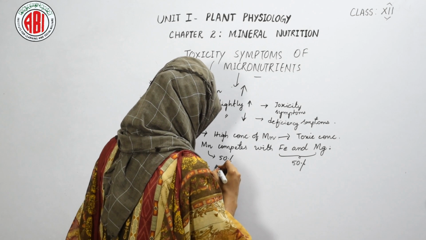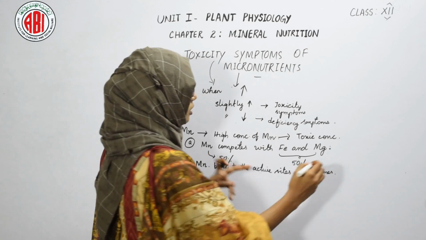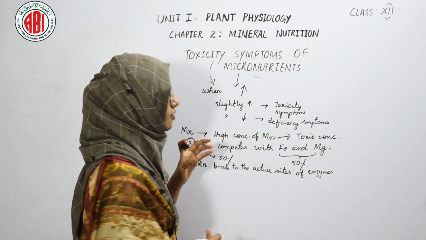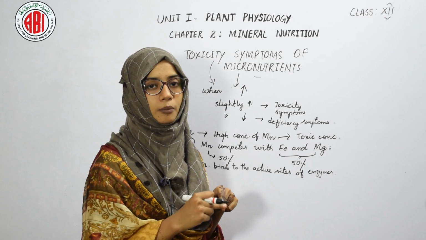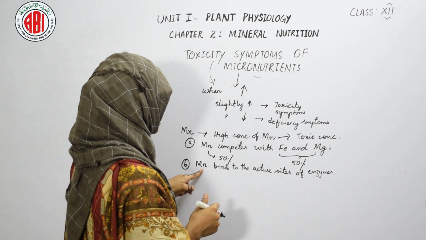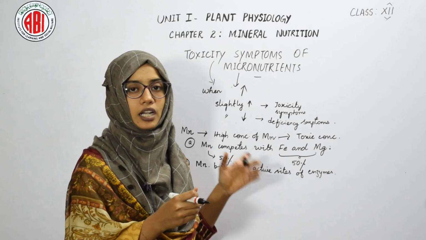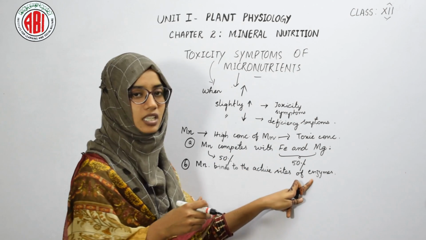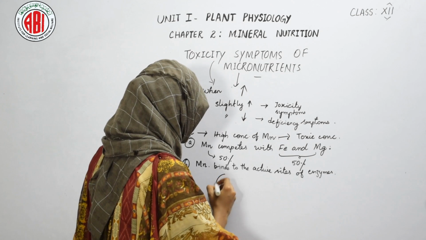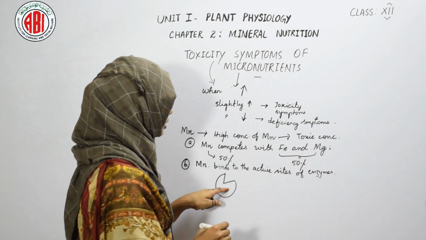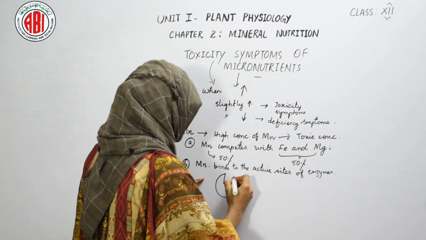The second thing is, when manganese is present in a higher concentration, it is going to bind the active sites of the enzymes. The enzymes have some active sites in their structure, and only the substrate can bind to those active sites. But if manganese is high in concentration, then instead of the substrate, it is going to bind the active sites of the enzyme. So, the binding of manganese to the active sites of the enzyme decreases the production of the products during that process.